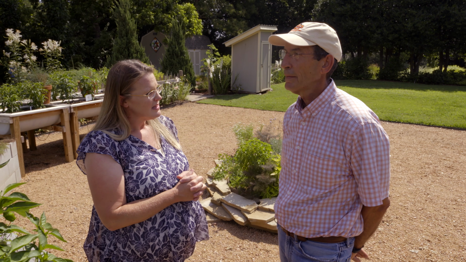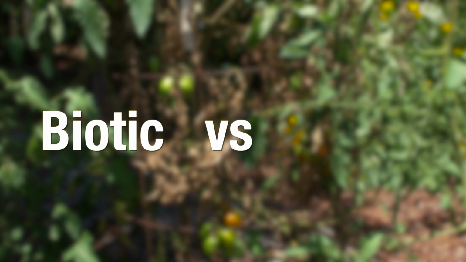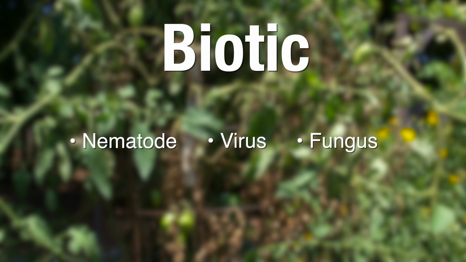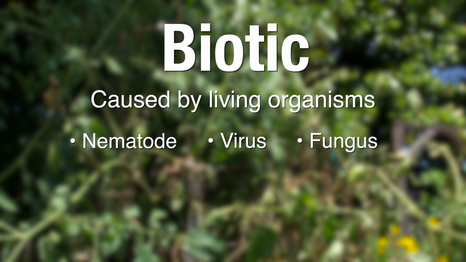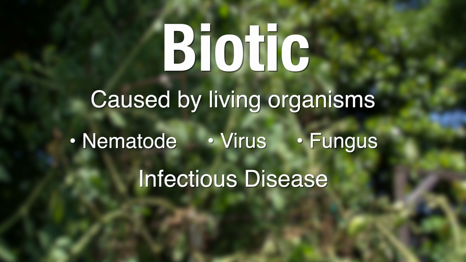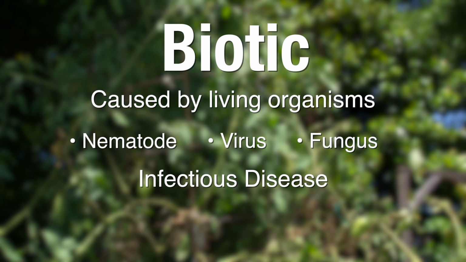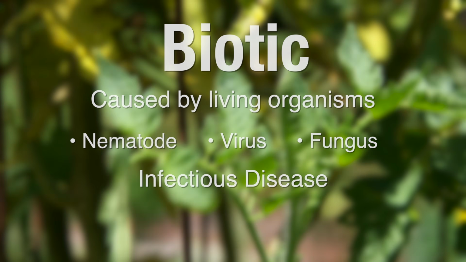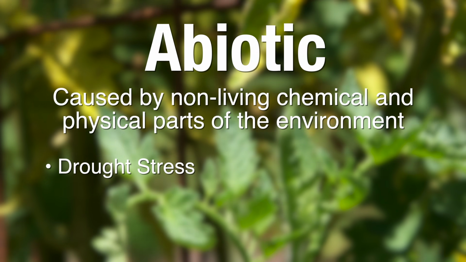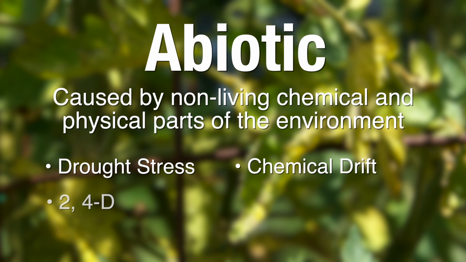Yeah, there are. Generally speaking, we classify diseases as biotic or abiotic. Biotic would be a pathogen like a nematode, virus, fungus. It's caused by a living microorganism. It spreads from plant to plant, so it's called an infectious disease. Whereas the other broad classification is an abiotic disease, and that would be things like drought stress, chemical drift.